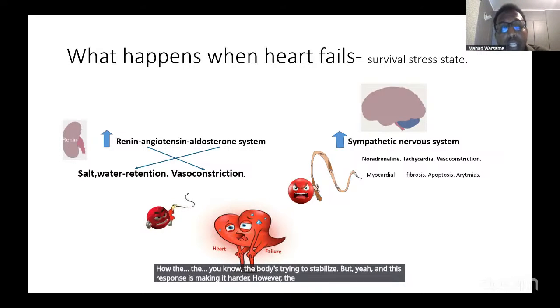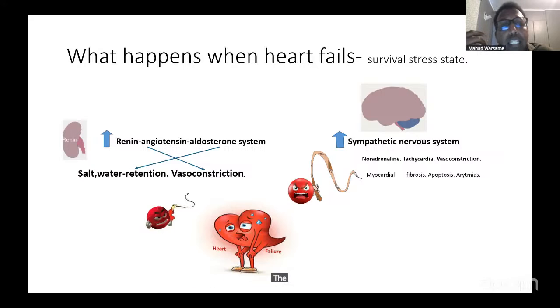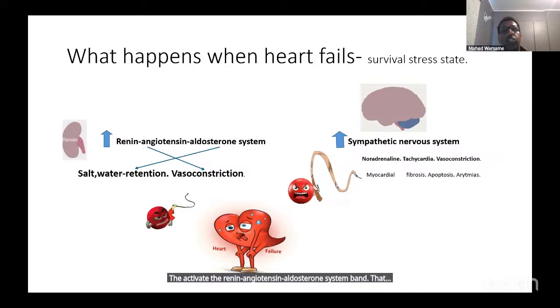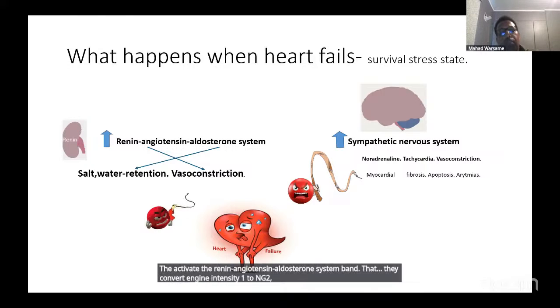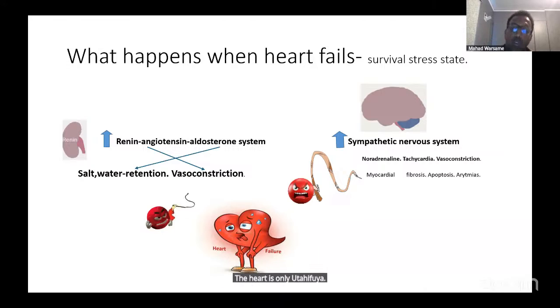However, the kidneys also activate their own system. They activate the renin-angiotensin-aldosterone system. They convert angiotensin 1 to angiotensin 2, which causes vasoconstriction. Understood? When you do vasoconstriction, the blood pressure goes up. If you raise the pressure, the heart is already weak, so the heart cannot work against a high pressure. Then the kidney also releases its hormone aldosterone. It retains salt and water retention, even the urine is reduced, because it wants to raise the blood pressure.